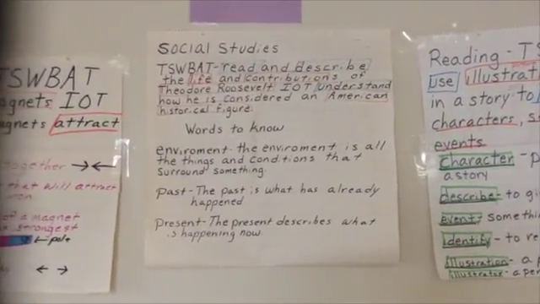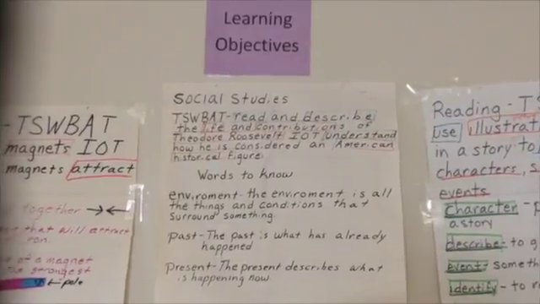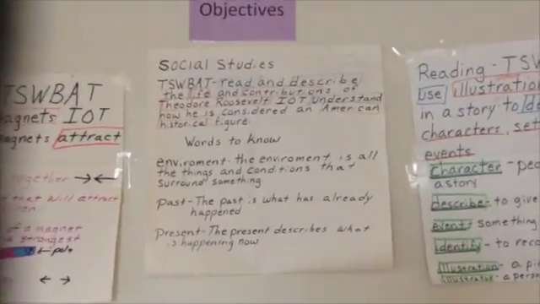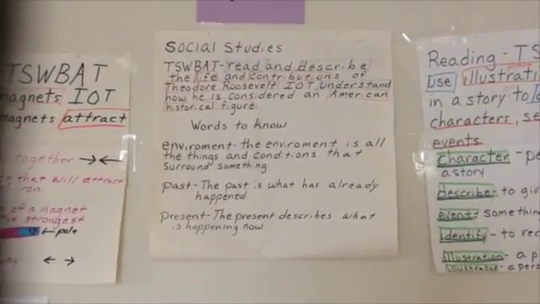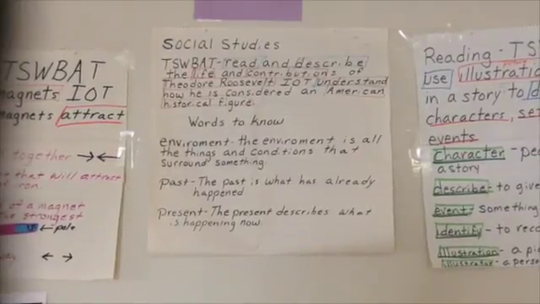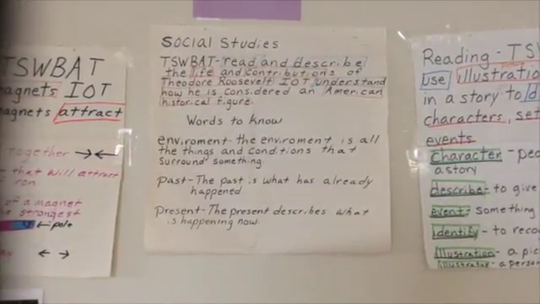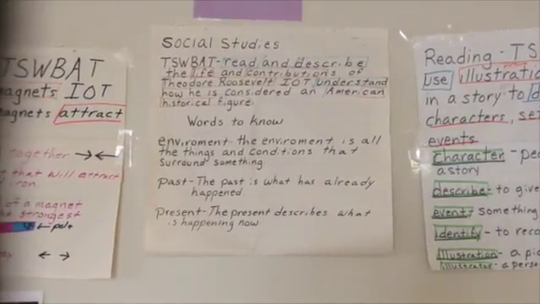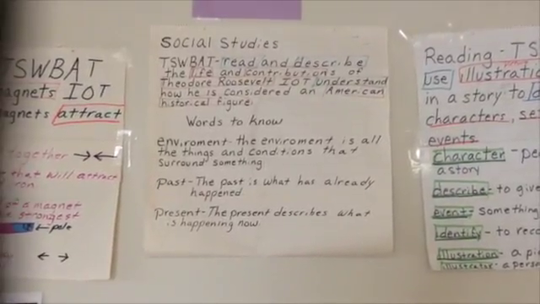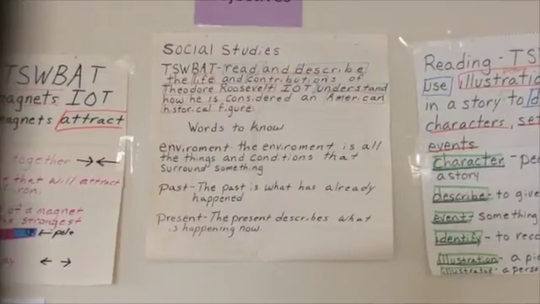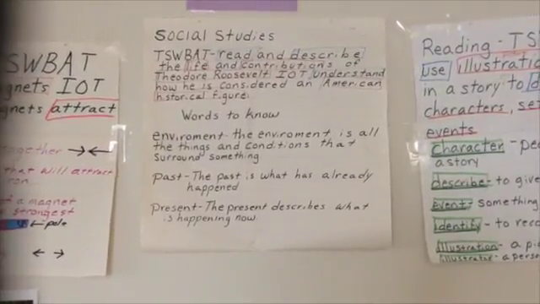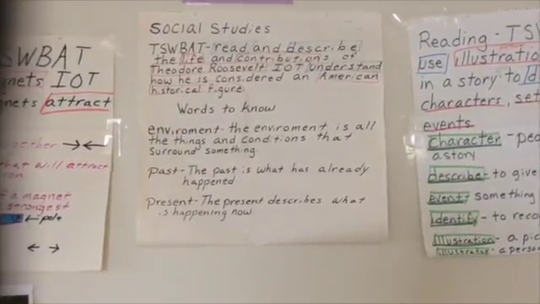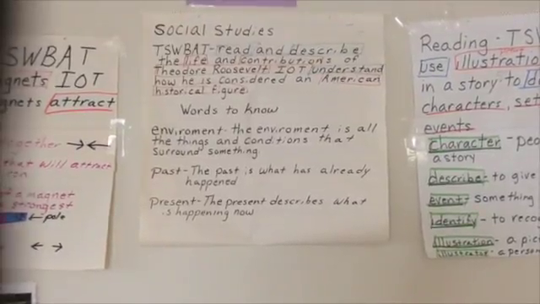Posted in every classroom are the learning objectives. The learning objectives tell what the student will learn and why they're learning it. For instance, in social studies, the student will be able to read and describe the life and contributions of Theodore Roosevelt in order to understand how he's considered an American historical figure. We also have vocabulary words that go with each unit of learning.